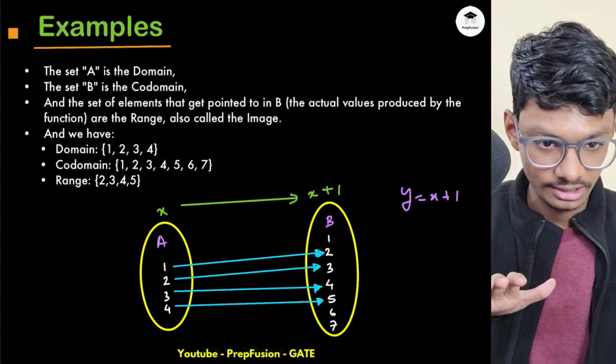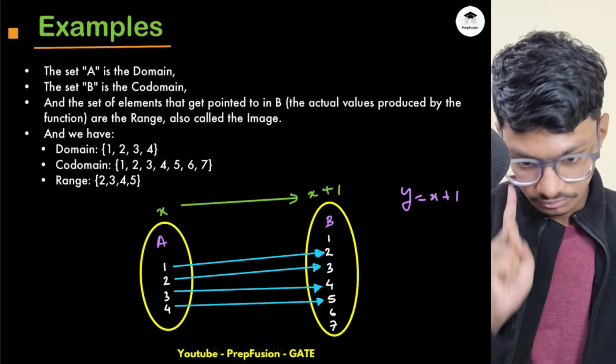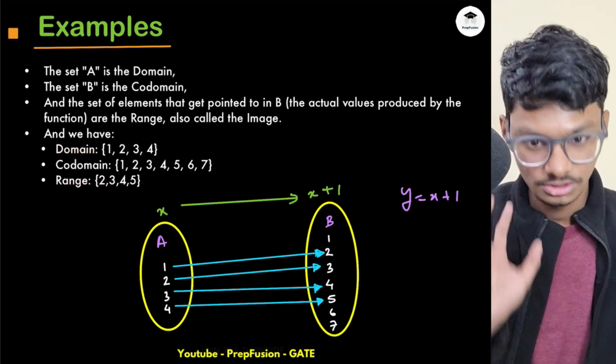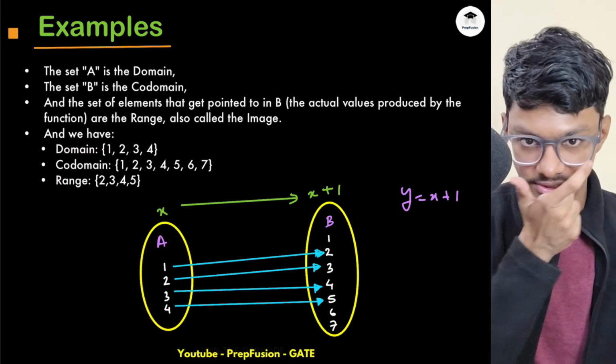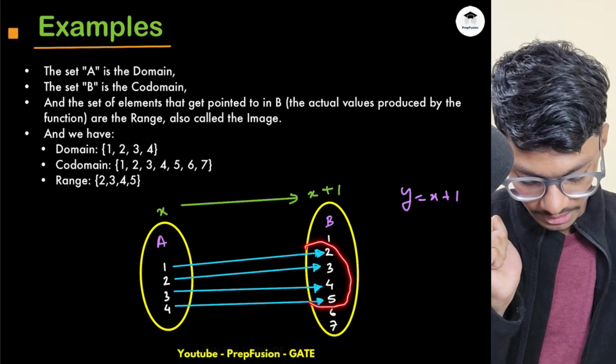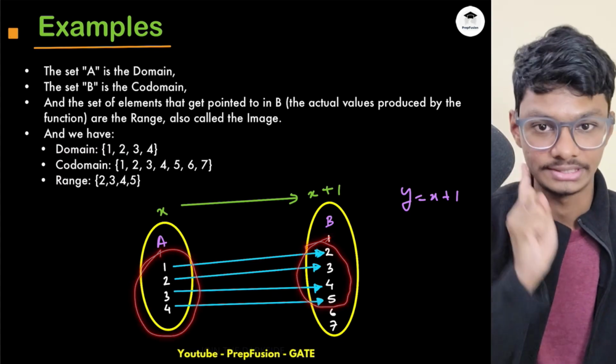So if you are getting confused, don't worry, you just have to understand domain and range. You have been given this domain and for this particular domain I am getting these particular outputs. So these are the relations, right? This will be my range and this will be my domain. That is the most important fact.